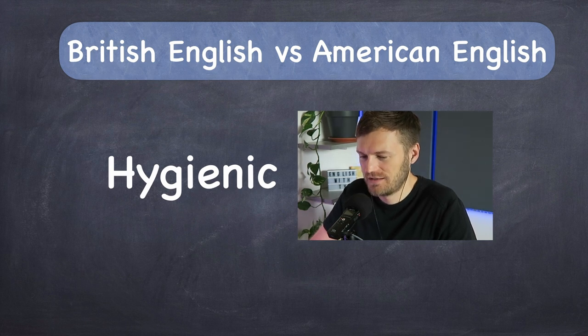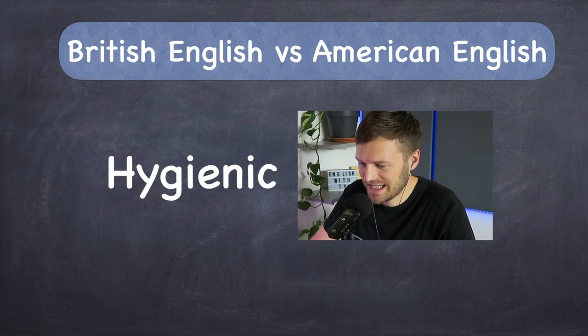The next word is spelled H-Y-G-I-E-N-I-C. And how would you pronounce that word in English? Now, in British English, it would be pronounced hygienic, with a long E sound in the middle, hygienic, hygienic. And in American English, it would be more like hygienic. Once again, the E towards the end there is pronounced like an hygienic, hygienic.